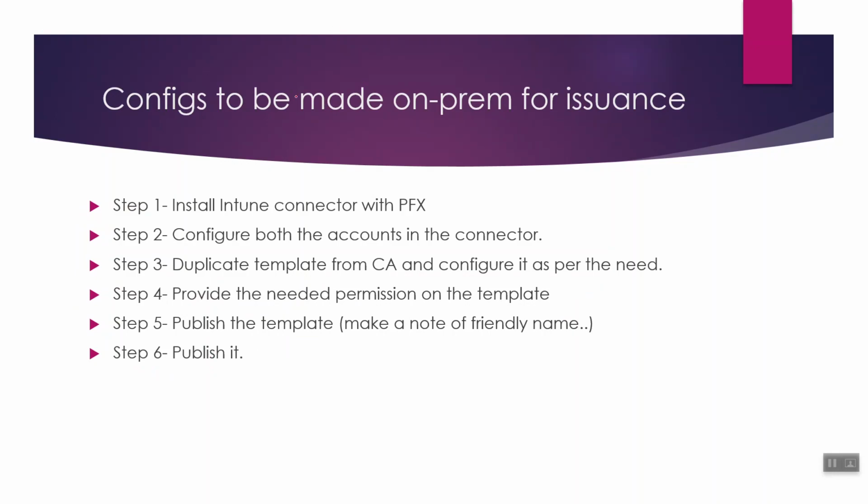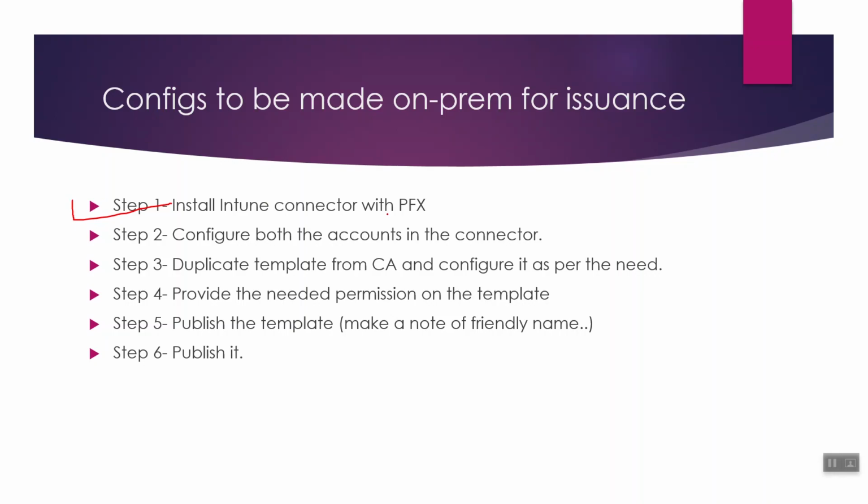Now let's just talk about the configuration that needs to be made on-prem so that the CA is able to issue the certificate. The first thing that needs to be done is, obviously, we need to install the Intune connector. The same connector is used for PKCS deployment or for SCEP deployment. Okay. So when we are installing the Intune connector, it's going to give us the option of whether we want to use the PFX option or the SCEP option. So we can choose the PFX option in this case.